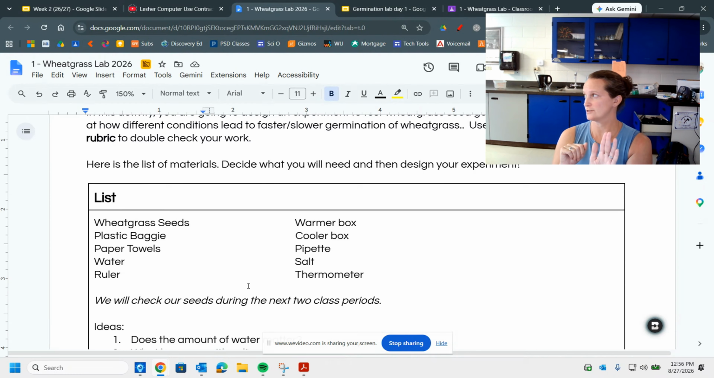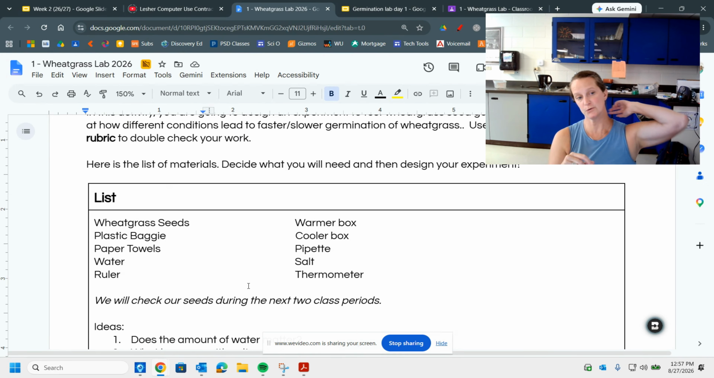You could change the amount of water. So if this one has 5 pipettes, you could put 10 pipettes in your second bag or 1 pipette. You could change the temperature. In the front of the room, you will see there are 2 coolers. The one on the left side of the TV is a cold cooler. The temperature is about 40 degrees. The one on the right is a warm cooler. The temperature is about 90 degrees.